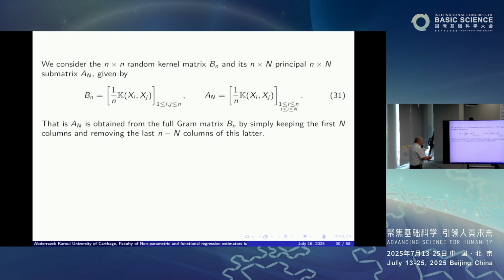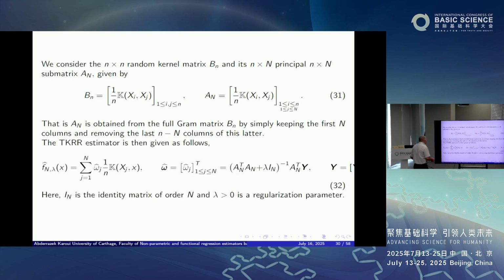Well, now the Bn is the full Gram matrix, the large Gram matrix, and for the An, what we do is just keep the first big N columns and remove all the other columns. Small n can be very small. Big N can be very large. And we will prove that our estimator is given with this form. It has only a few coefficients.